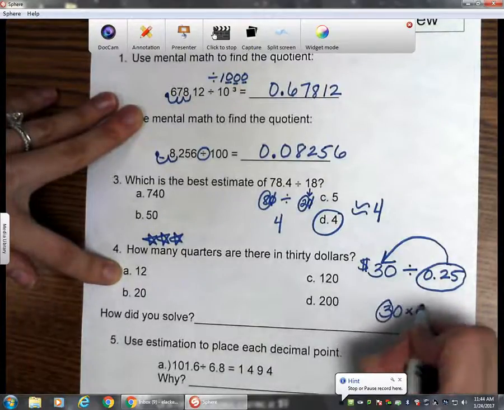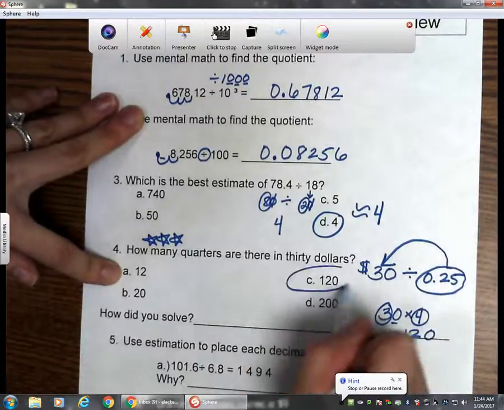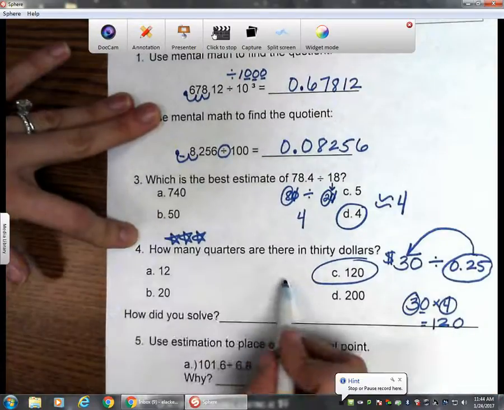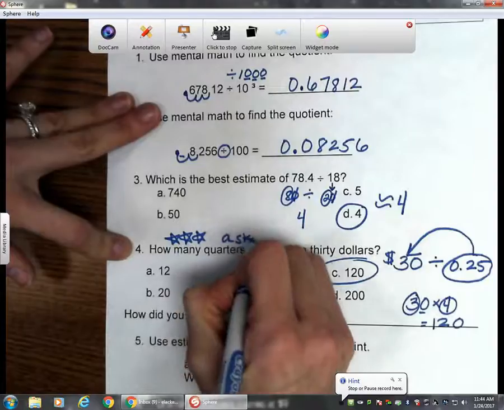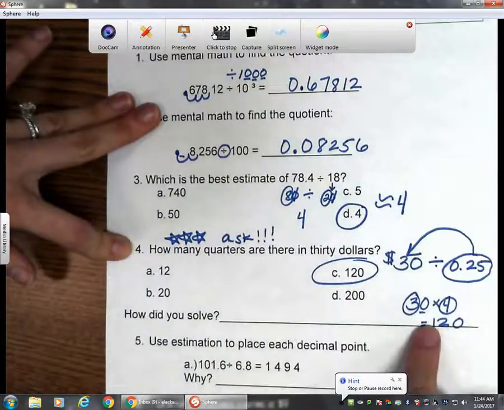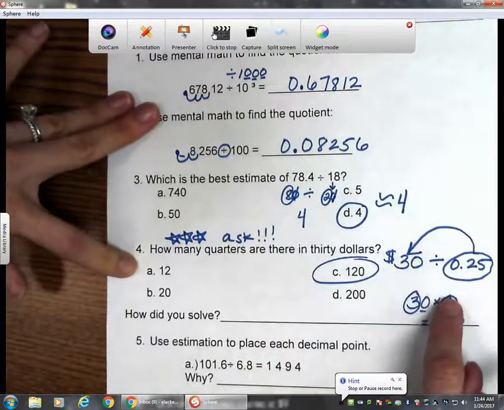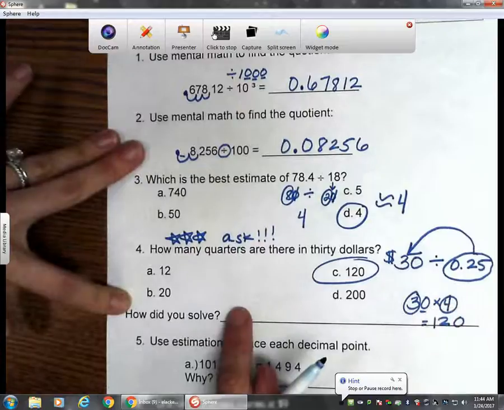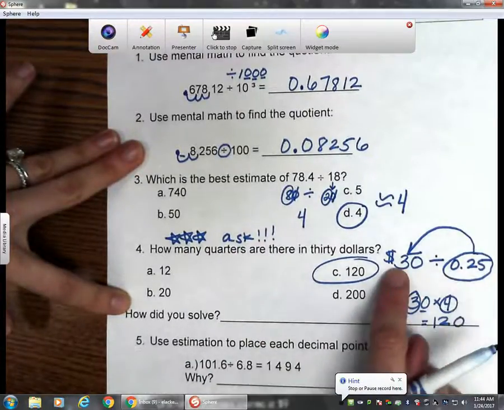3 times 4 is 12 with a 0, so 120. If you're still a little confused about this, don't worry, and we can go over it more. Definitely feel free to ask in the morning in homeroom, but it's saying how many of these go into this. So we'll be doing more of this. How did you solve? I mean, you could say multiplication. I thought how many quarters go into $30.